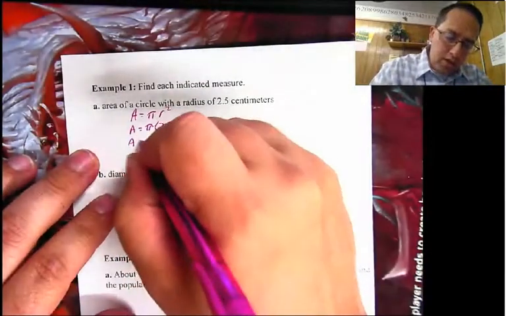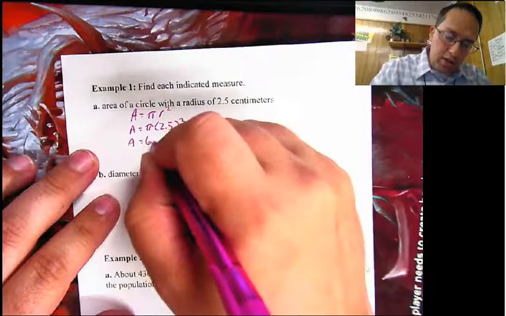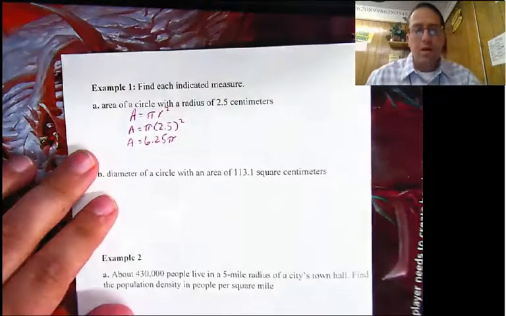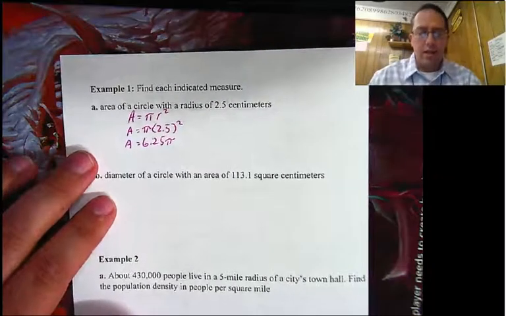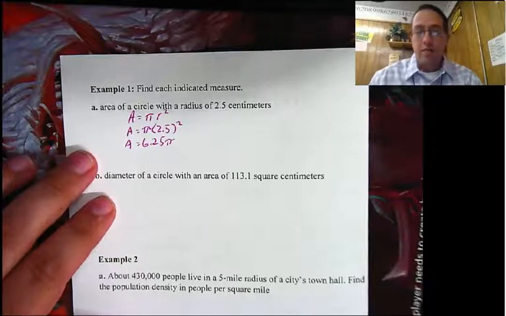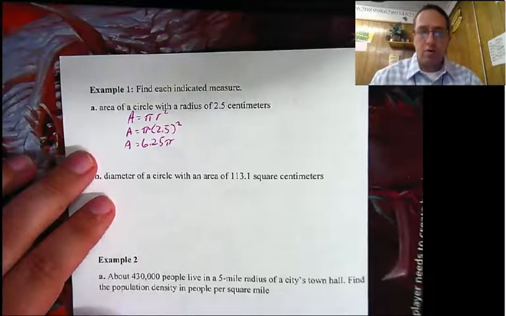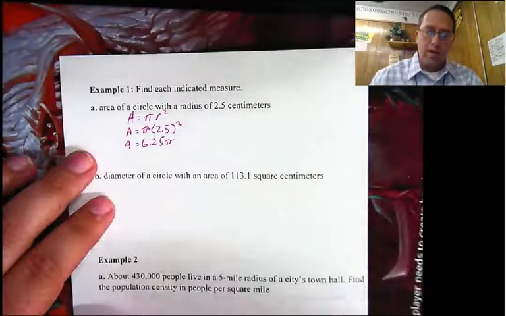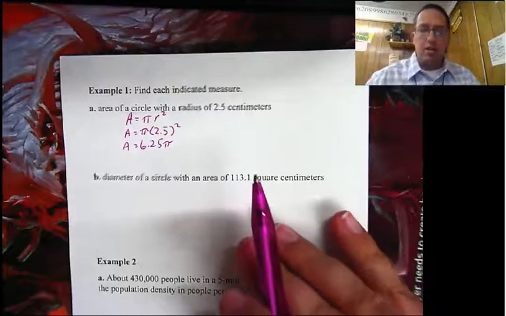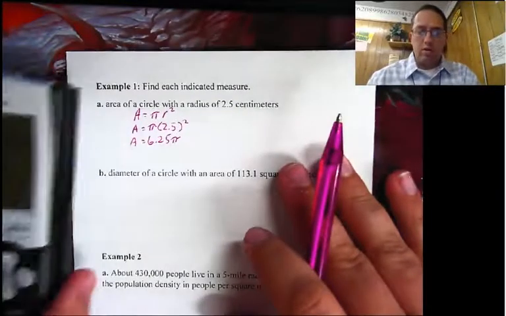So the area is 6.25 pi. That is the exact area, 6.25 pi. And if the question asks for the exact value of the area, this is what it wants. Okay, leave that pi there at the end. Save it for the very last thing that you do because pi is dessert. It goes at the end.